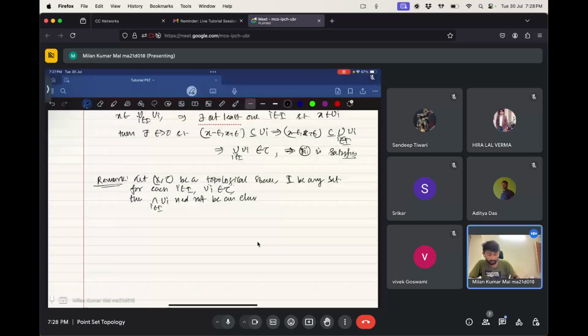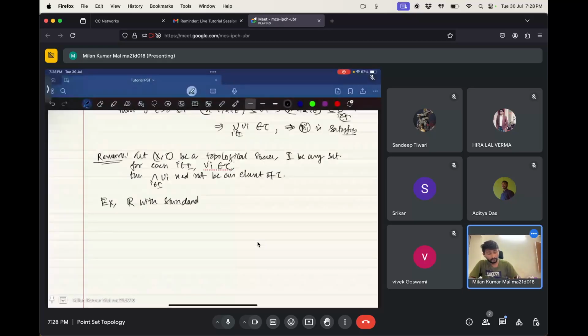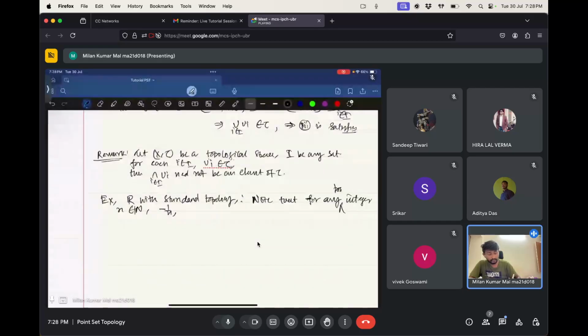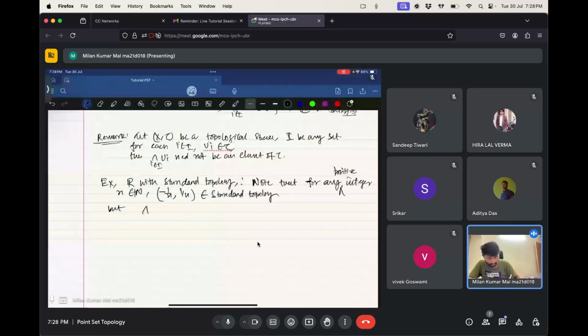Example: let R with the standard topology. Then note that for any positive integer n belongs to the natural numbers, (-1/n, 1/n) belongs to the standard topology. But the intersection over n belongs to the natural numbers of (-1/n, 1/n) does not belong to the standard topology.